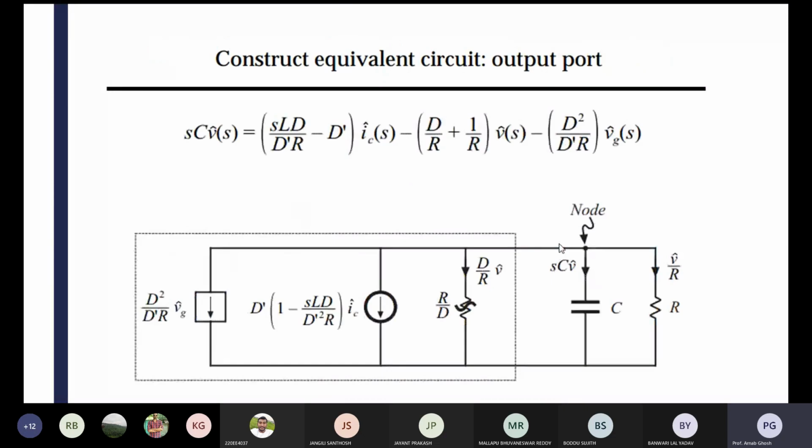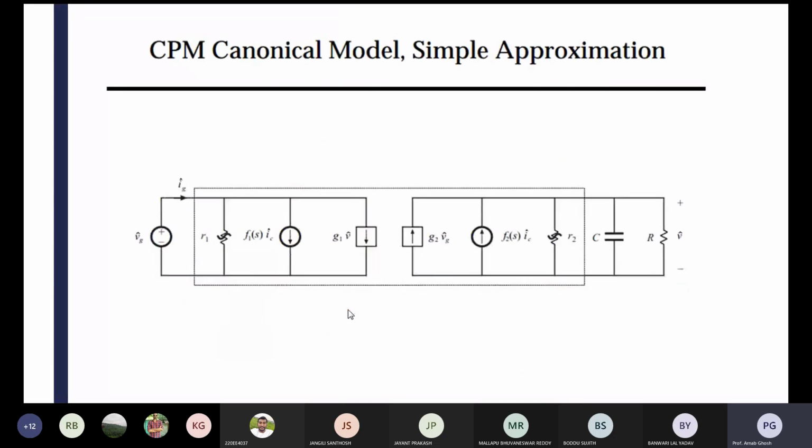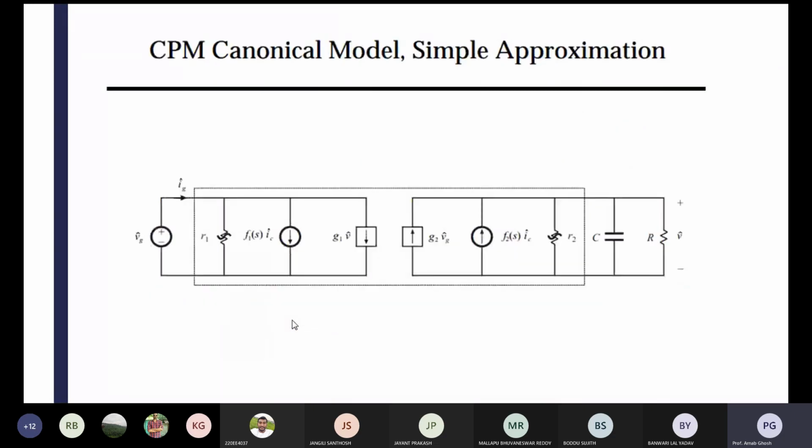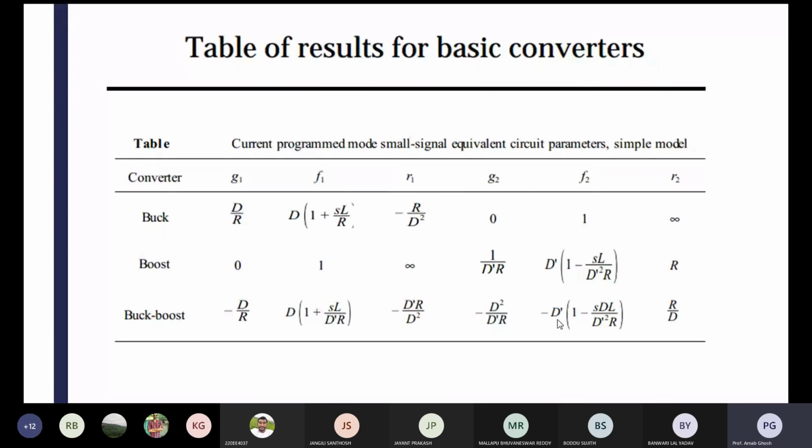Okay, so here it is for the buck-boost parameters. On the output side, IC cap means F2S. Okay, that is your F2S. So you can eliminate the S. So, what will be the F2? F2 for the buck-boost converter is minus D cap whole into 1 minus S DL whole divided by D cap. So, all the cases you can find out for the buck-boost converter and buck converter. Okay, that is your homework.